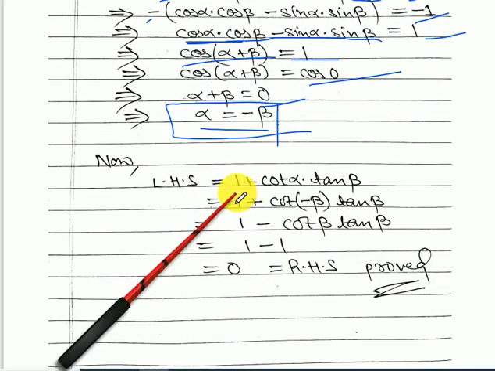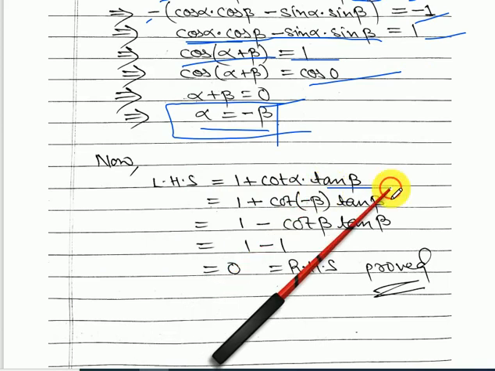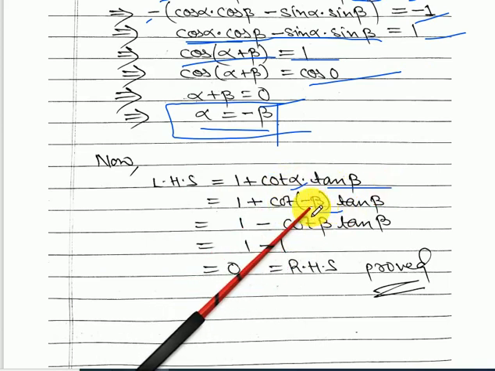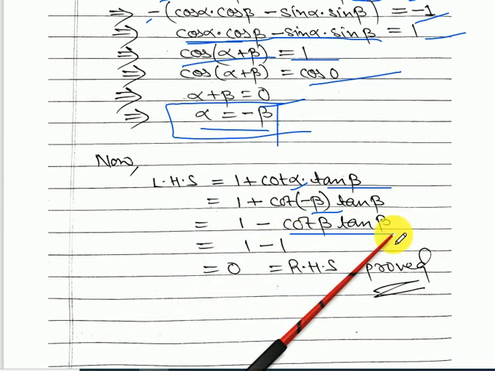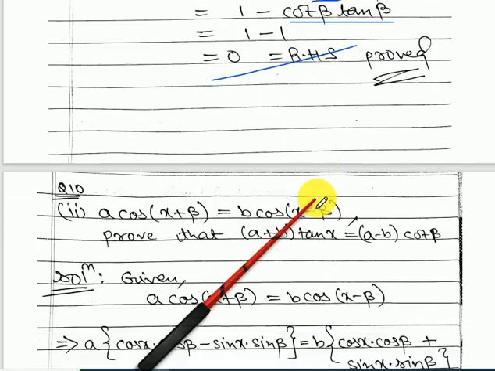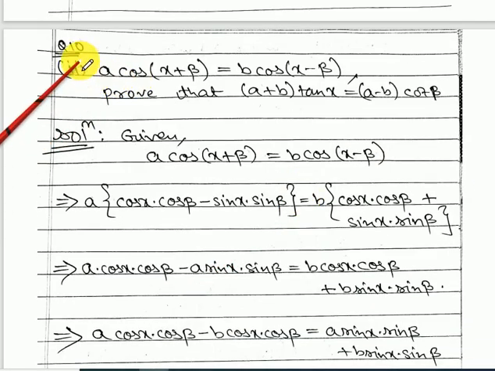So left hand side equal to 1 plus cot alpha into tan beta. In place of alpha I can put minus beta, so the minus sign comes out, and you get 1 minus cot beta into tan beta. Cot beta into tan beta will be 1, so 1 minus 1 is equal to 0. It is your right hand side, proved. Next is question number 10.2.